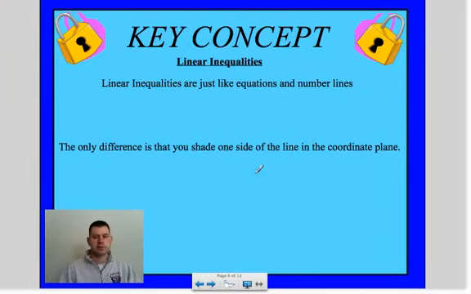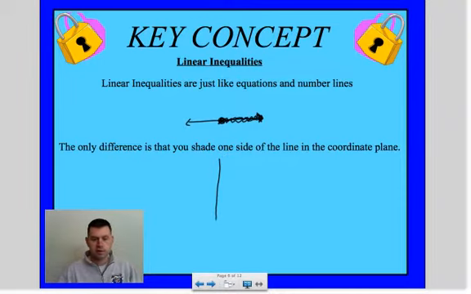Okay, so key concept here, linear inequalities. Linear inequalities are just like equations and number lines. So when we do these, we're just going to be working through them just like we were working through equations and number lines, graphing and solving. The only difference is that you shade one side of the line in the coordinate plane. The number line looks like this, where we would have a line, a point, and then we would shade one direction. And that would be our number line for inequalities.